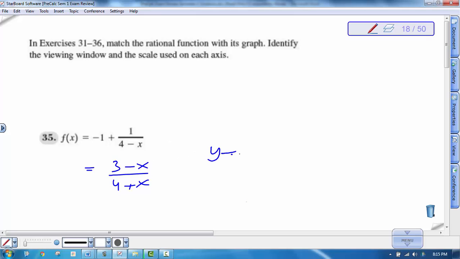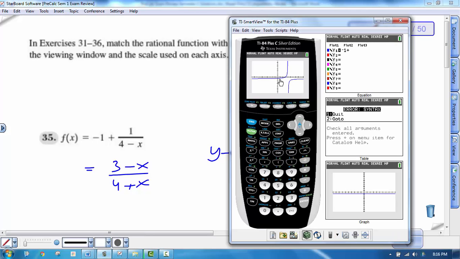And then y equals -1, if you do the ratio of leading coefficients, would give you this horizontal asymptote. So you could use your algebra rules that are in your formula sheet and graph it in your calculator, all of which will give you the right graph for this.